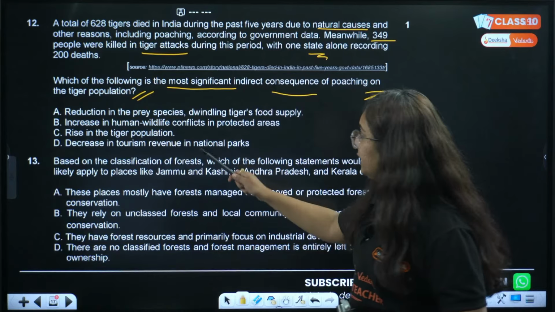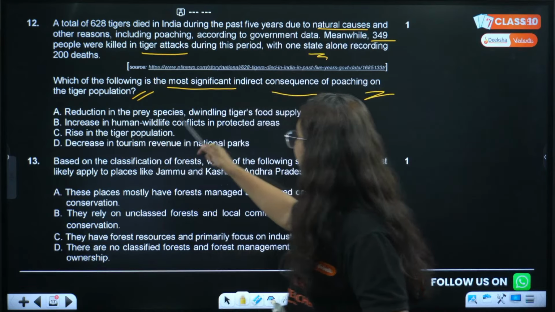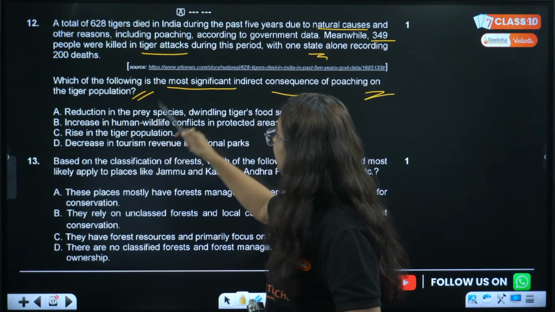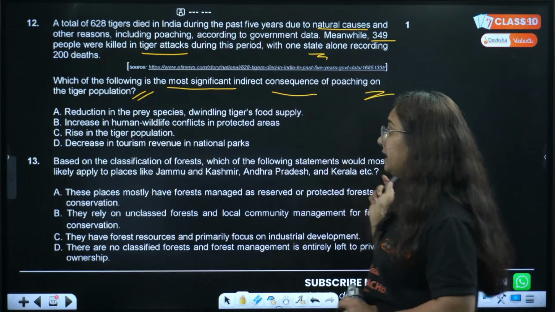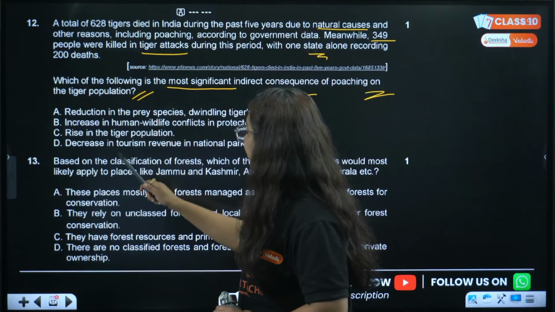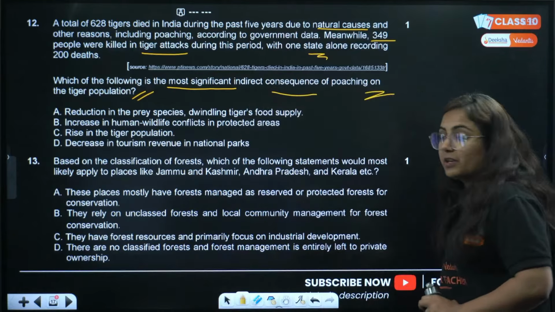Read the options. A, reduction in prey species, dwindling tigers' food supply. B, increase in human wildlife conflicts in protected areas. C, rise in tiger population. Or D, decrease in tourism revenue in national parks.